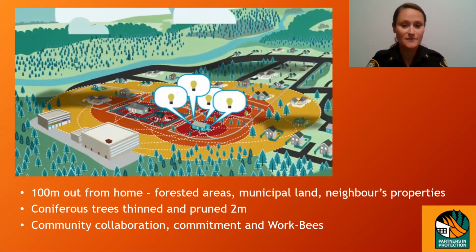FireSmart is only effective when everyone buys in. So because of the overlapping zones in urban areas, when your property is not maintained, it also puts your neighbors' homes at risk. It is important to communicate with your neighbors and identify ways in which we can all work together to reduce the risks. One way to achieve this is by engaging in the FireSmart Community Recognition Program.